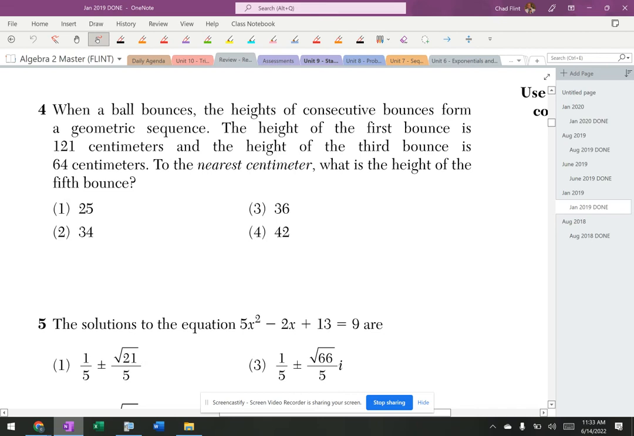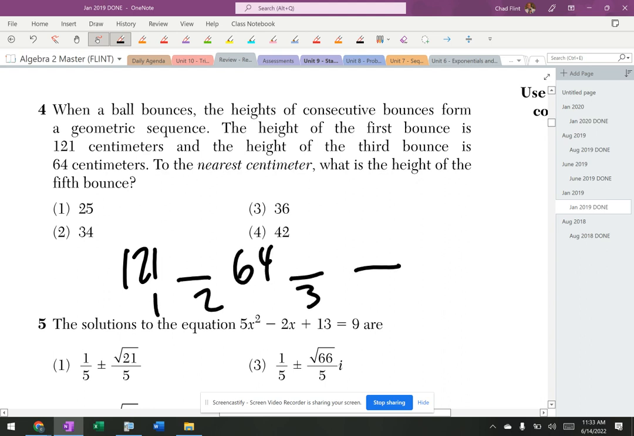Bounces, the heights of consecutive bounces are a geometric sequence. The first is 121, the third is 64. How does it get to the fifth? So it goes 121, and then something, and then 64, and then something, and then something. One, two, three, four. All right.